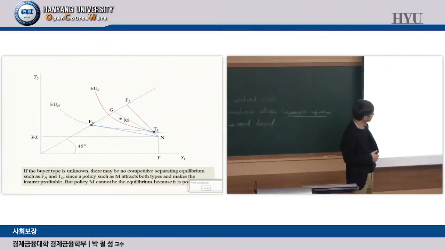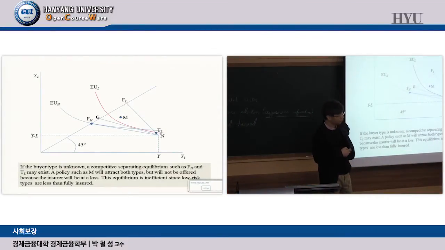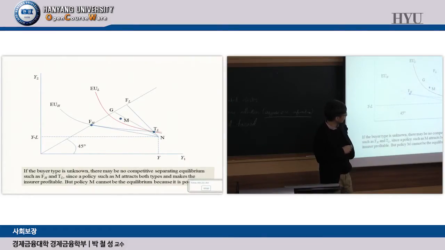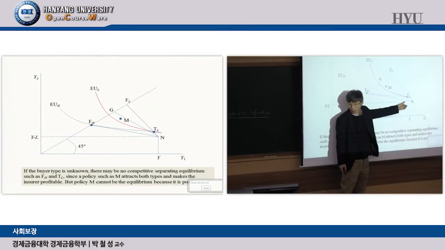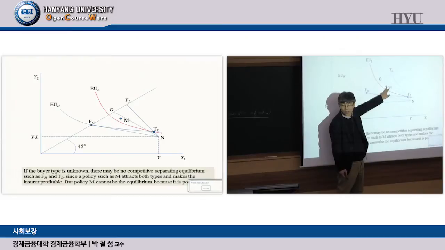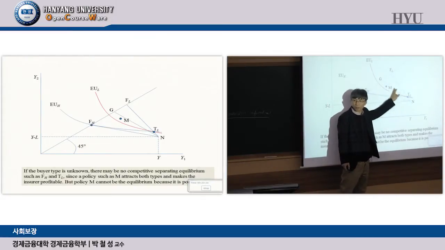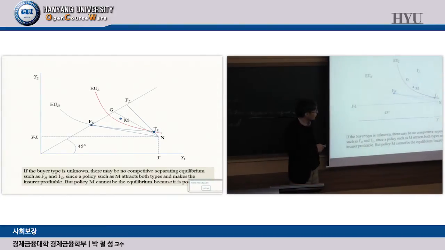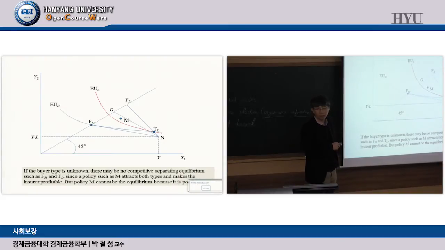In this case, what is different is, now look at the point G. If you look at FH and TL and do the same exercise, there is a company that tries to sell point M. When point M is sold, the high risk type and the low risk type both like it, so they will be pooled together here. And the insurance company will make money because the insurance premium is higher than this line. This line shows the probability of the whole population. So M is selling insurance at a higher premium than this probability. There is a possibility that an insurance company tries to sell a policy like M, and then you'll attract everyone into it.